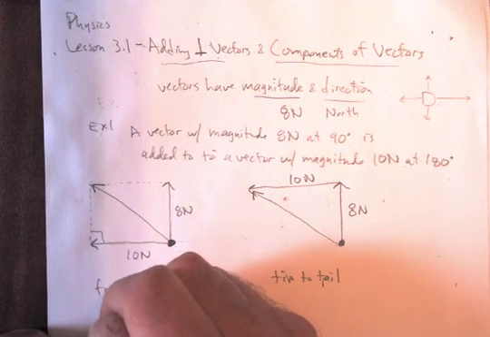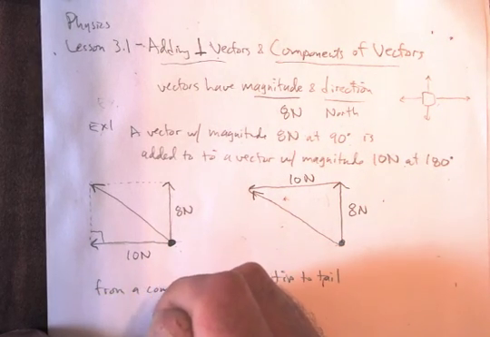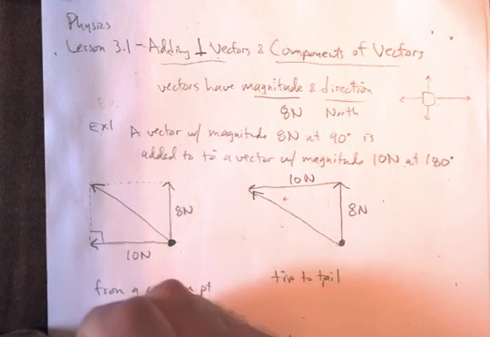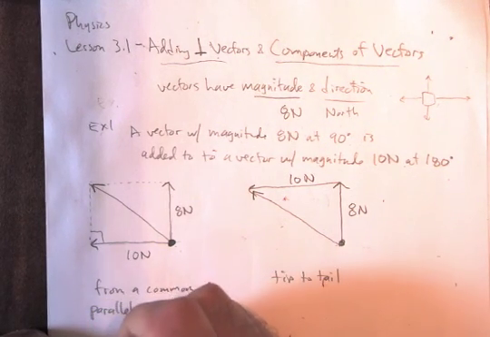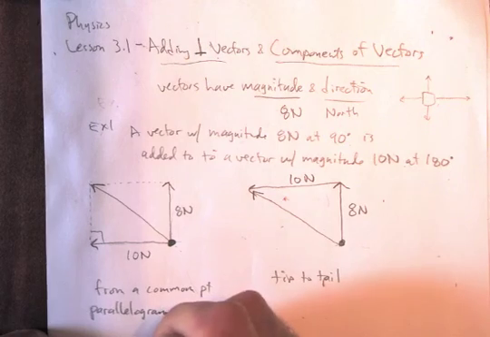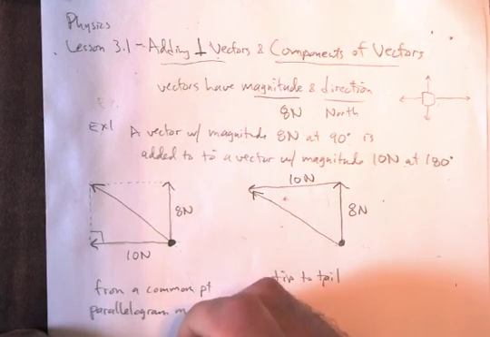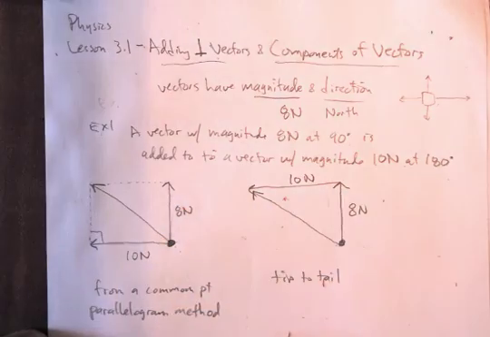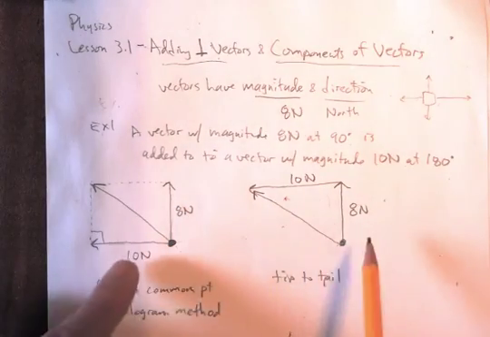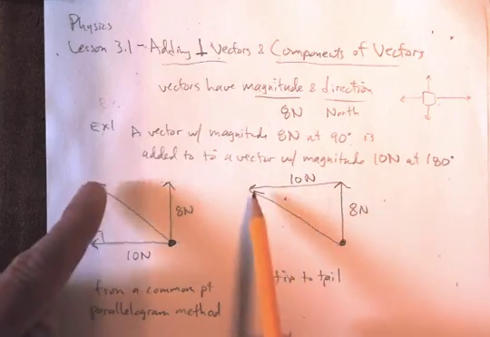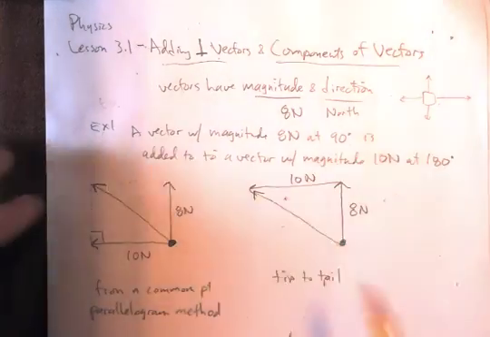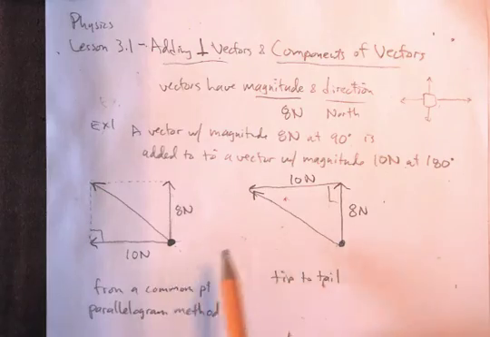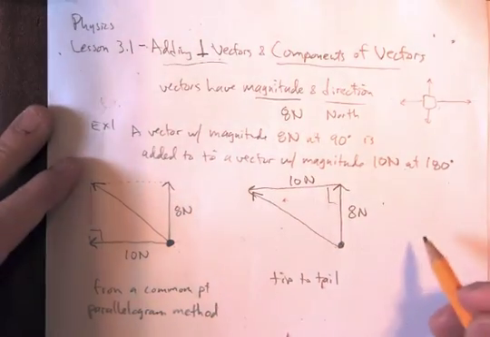This one is from a common point, or the parallelogram method, because we're really making a parallelogram. In this case, it's a rectangle, but we're going to make this parallelogram here. So hopefully you can see it doesn't really matter which way I do it. It's going to be 8 up and 10 over, no matter which way I do it. And we're talking a right triangle either way. So either way is fine on your assignment to draw those out.